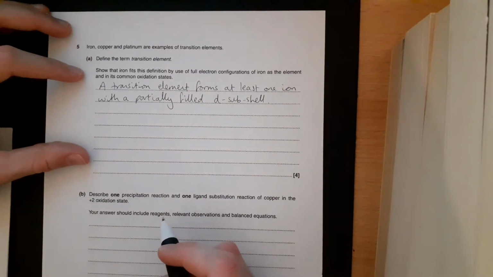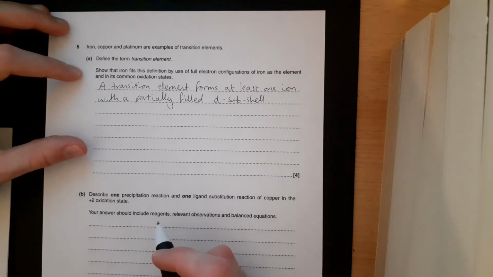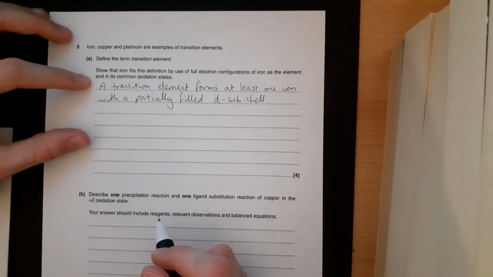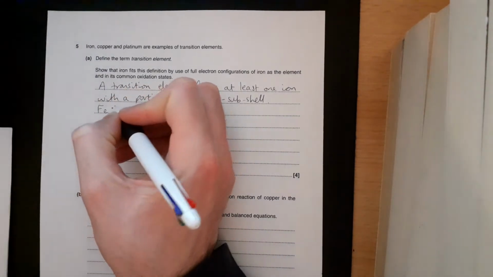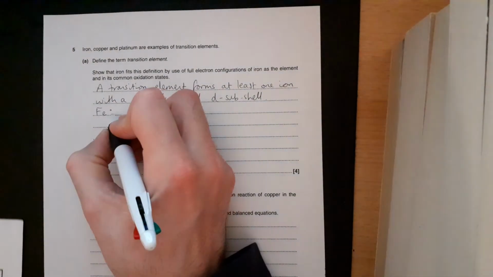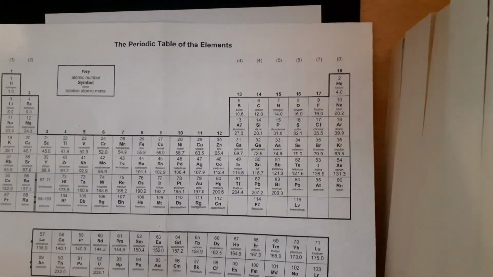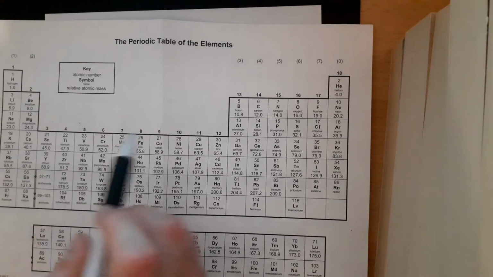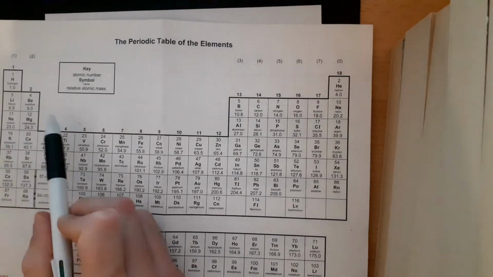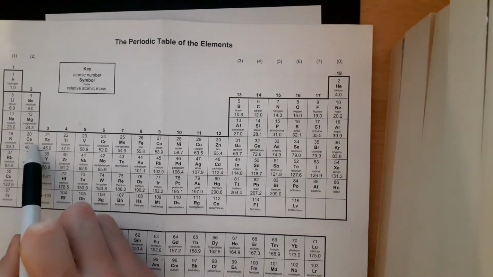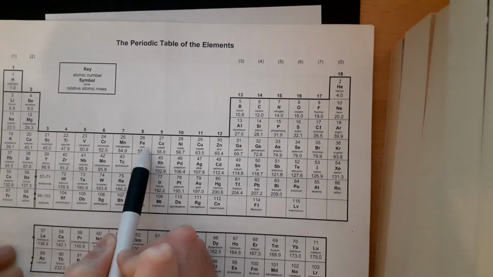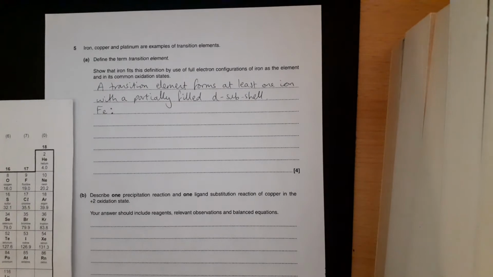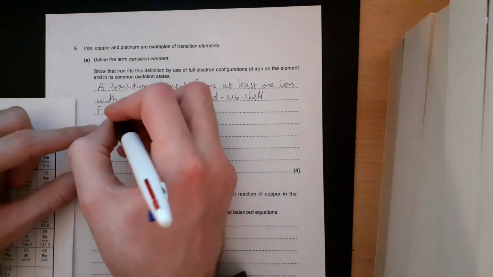And it then says, show that iron fits this definition by use of full electron configurations of iron as the element and in its common oxidation states. Okay, so if we look up iron on its own as the element on the periodic table, we go through all its electron configuration: 4s2, 3d, 1, 2, 3, 4, 5, 6 to get to iron. And it wants the full electron configuration, so we do need to write this all out.